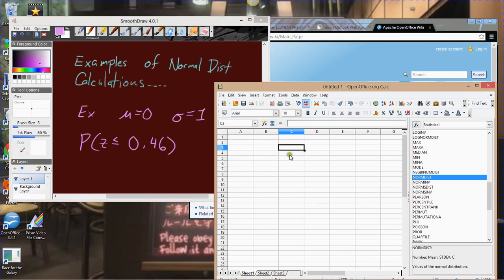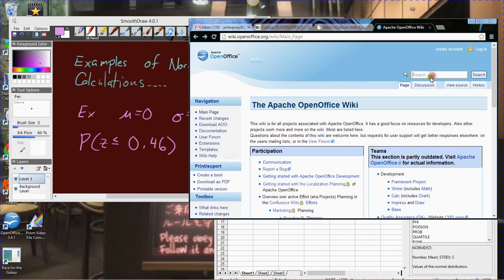Just go to OpenOffice, hit equals. I've already got my statistical functions pulled up. Sure enough, there's one called normDist. If I look at what OpenOffice tells me, it says I'm supposed to put in the number, then the mean, then the standard deviation, and then some other condition. I don't know what that condition is, so let me show you how to look it up.